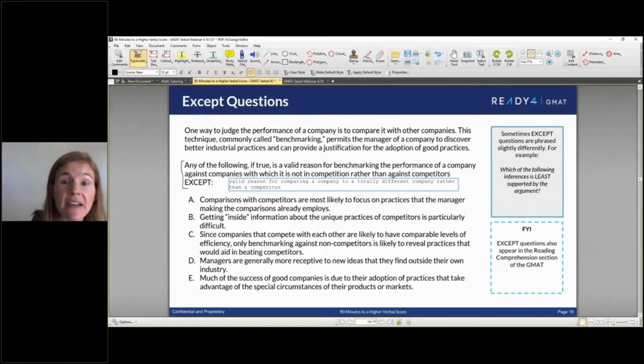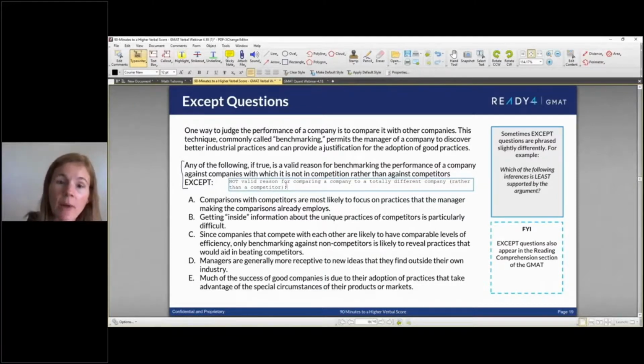Okay, so I've just simplified this question quite a lot. So we're looking for valid reasons to compare a company to a totally different company rather than a competitor. Put that in parentheses. Except. Okay, so now that I've simplified it, I can also look at this and say, okay, if it's a valid reason except, what I'm really looking for is the not valid reason. So you see how you can negate the statement like that?